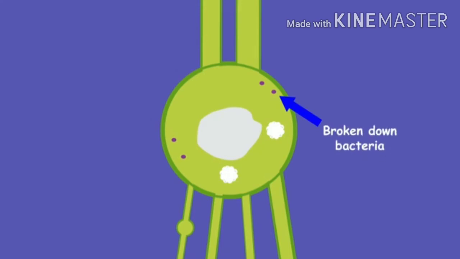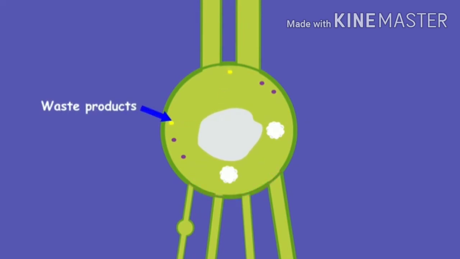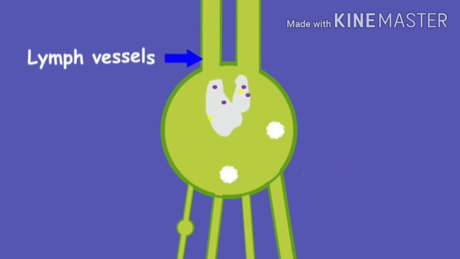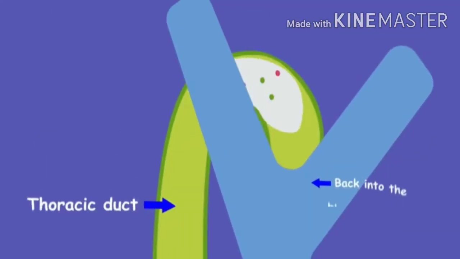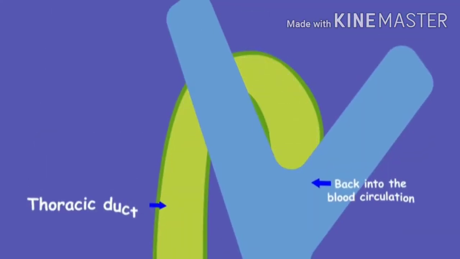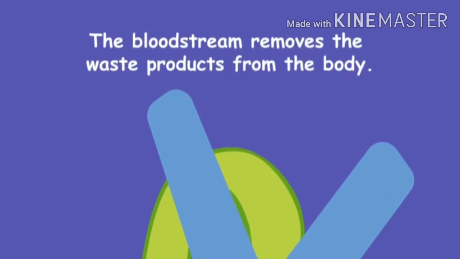This filtering and destroying is an important part of our immune system and stops nasty substances being fed back into our bloodstream, which would make us sick. The waste products and destroyed bacteria are then carried in the lymph fluid through larger lymph vessels up to your neck, where the thoracic duct empties the lymph back into the blood circulation. The bloodstream then removes the waste products from the body as it does with other waste.